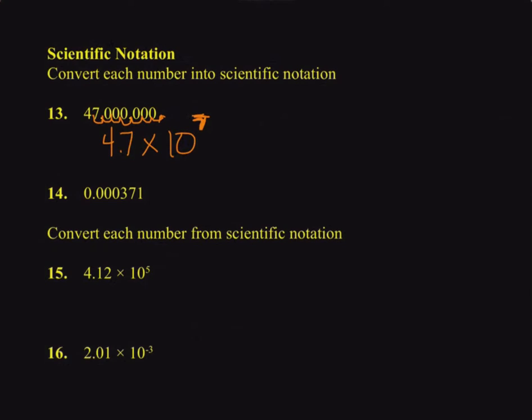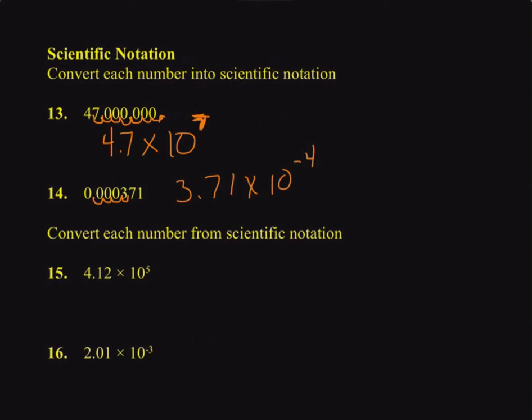In number 14 here, I have to move 1, 2, 3 zeros, and I also have to get past that 3. So I moved 4 times. I've got 3.71 times 10. I moved 4 times, but I moved 4 times to the right. It's a small number, so I have a negative exponent. So 3.71 times 10 to the negative 4th.